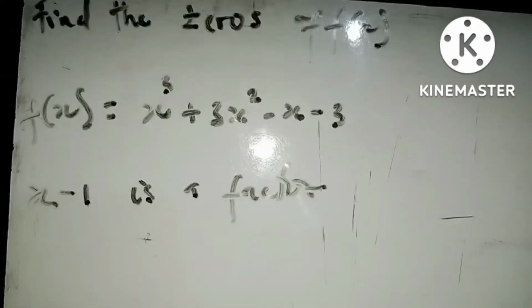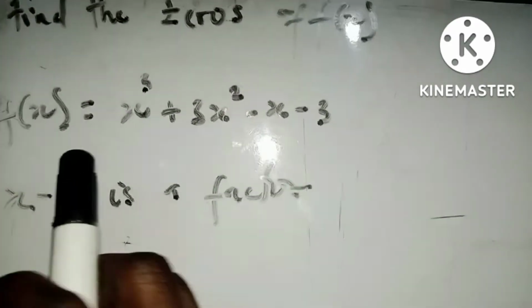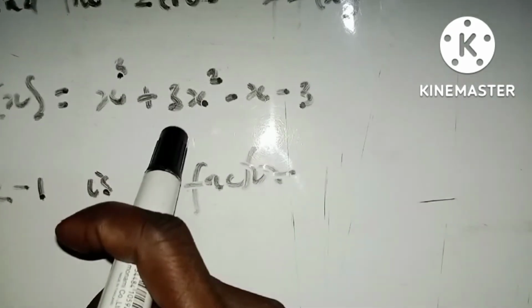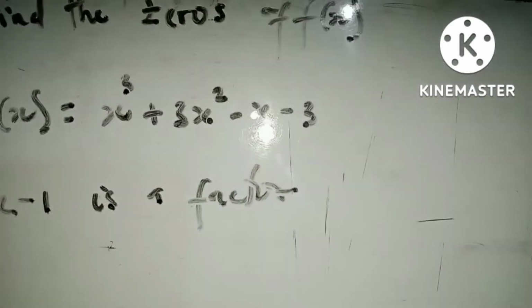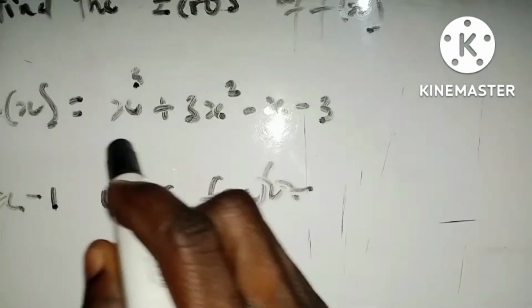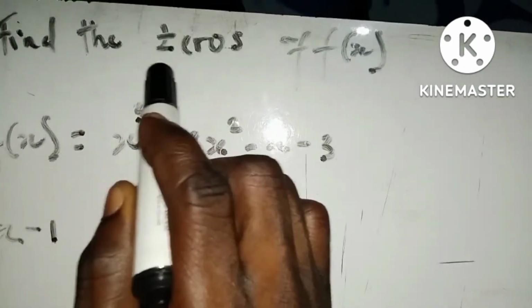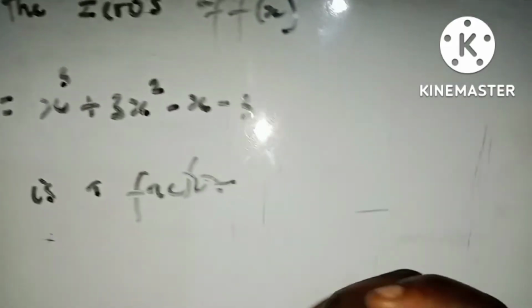Here we are going to find the zeros of a polynomial function. So this is the function that we are given, and we want to find the zeros of this polynomial. For you to know how to go about this question, you must know the exact meaning of the zeros of a polynomial. So this is very simple.